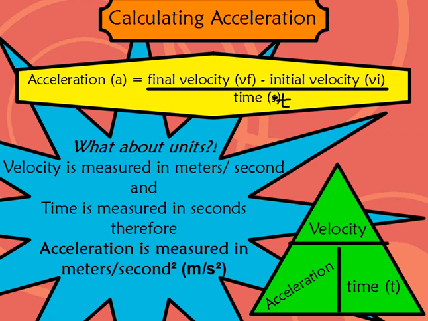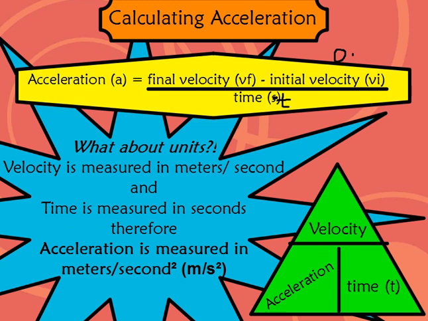Final means that's the speed that you end at. Initial velocity is the speed that you start with. A lot of times, initial velocity is 0, but make sure you read the problem just in case. It's not always 0, but a lot of times it is.